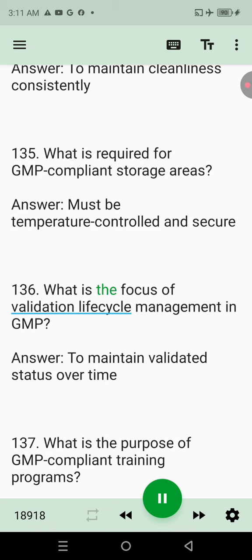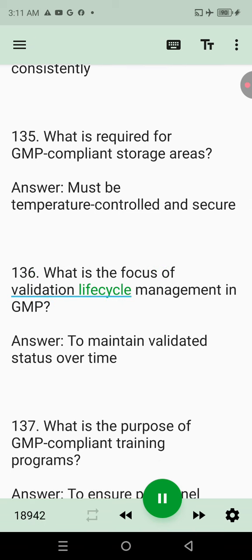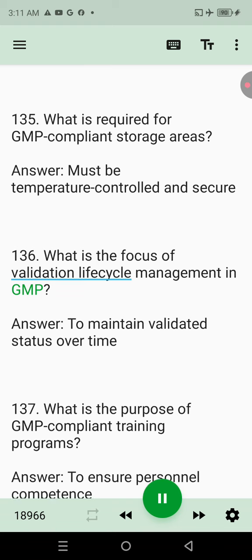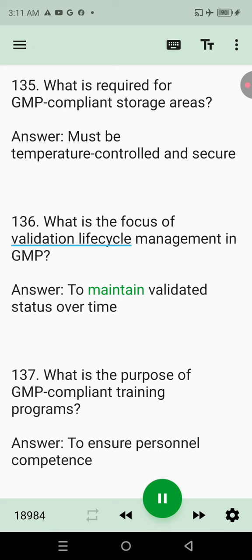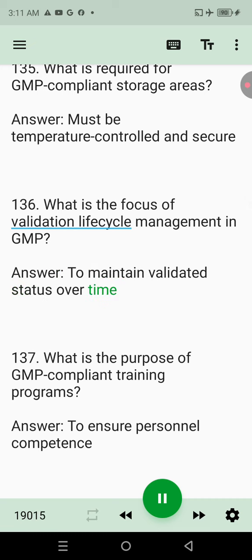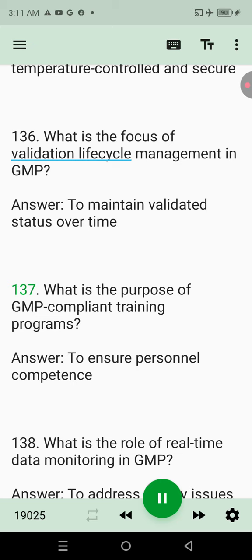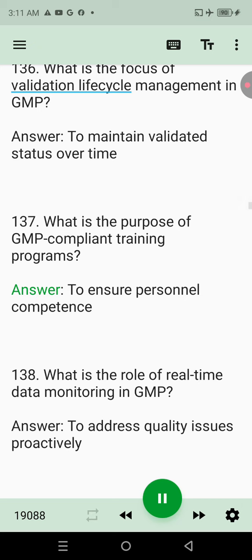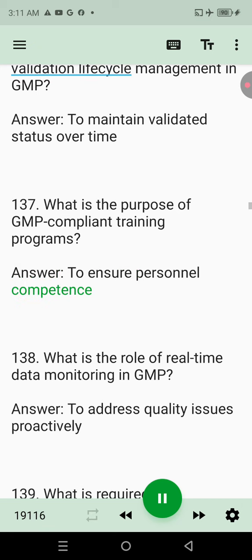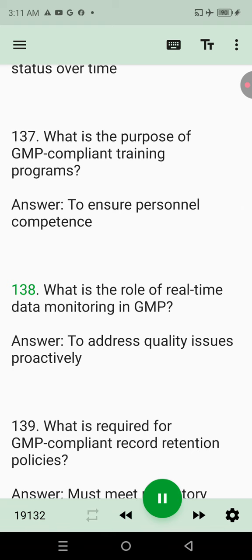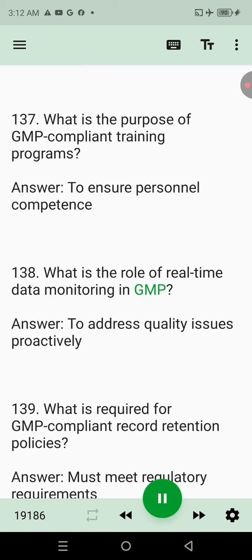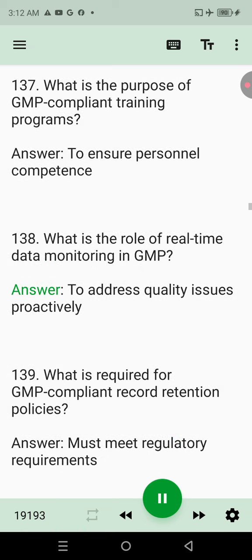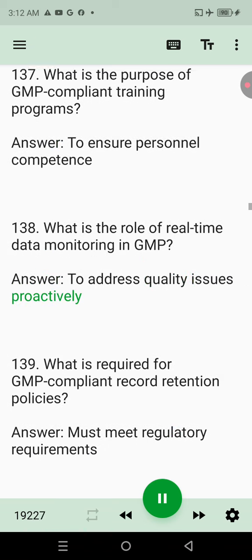136. What is the focus of validation lifecycle management in GMP? Answer: to maintain validated status over time. 137. What is the purpose of GMP-compliant training programs? Answer: to ensure personnel competence. 138. What is the role of real-time data monitoring in GMP? Answer: to address quality issues proactively.